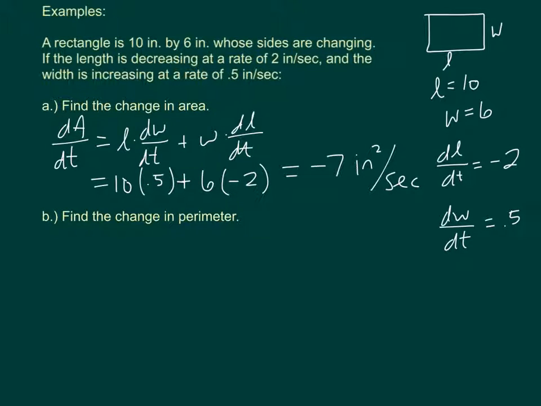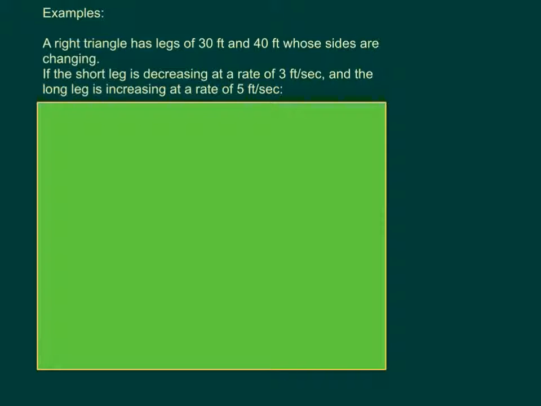You go ahead and find the perimeter on your own. We're going to move on to the next one. Here's another example. Let's look at a right triangle. It has legs of 30 feet and 40 feet, and those sides are changing. So we're looking at a right triangle here. And if the short leg is decreasing at a rate of 3 feet per second, and the long leg is increasing at a rate of 5 feet per second, we're going to find certain quantities here.